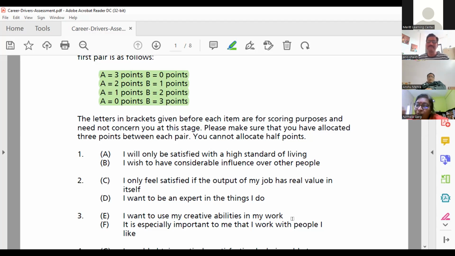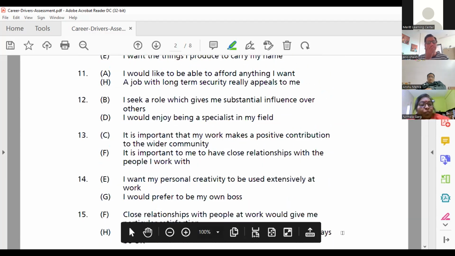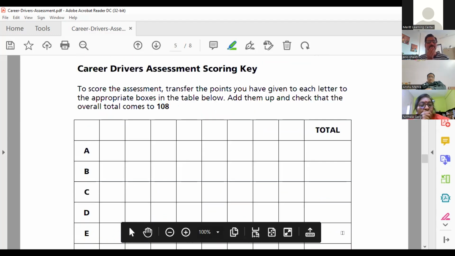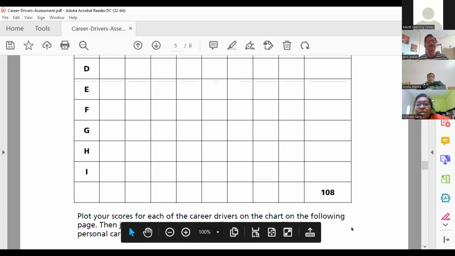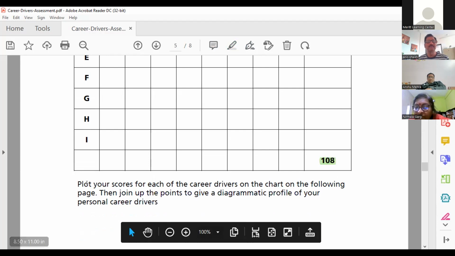So if you see, you have to check again. Now 36 into 3 will be how much? 108 points. Now I want you to complete the form. Just scroll down. Once you finish all this, you have a last page. Now what will you do? You will look at all your A statements. If you go through those 36 questions, there is something written A, B, or C, D, or E, F. So look at all your A statements and write down the points and total the points.